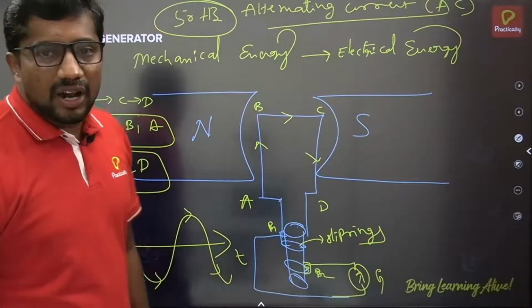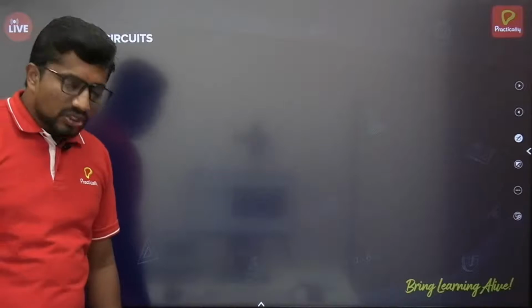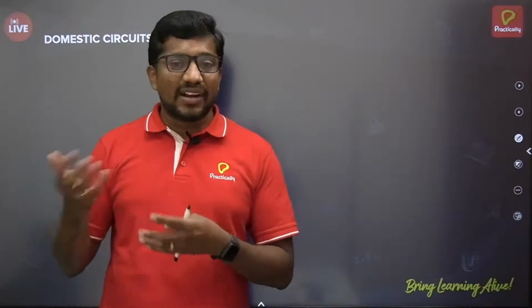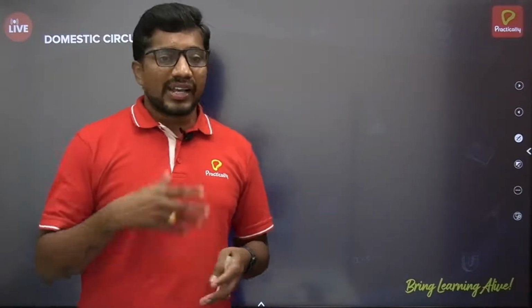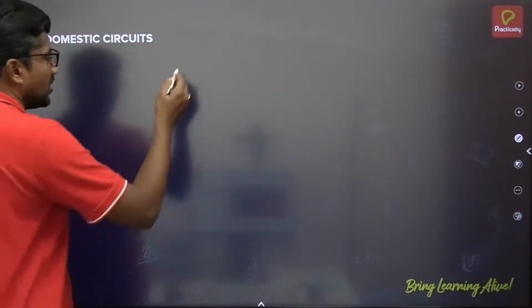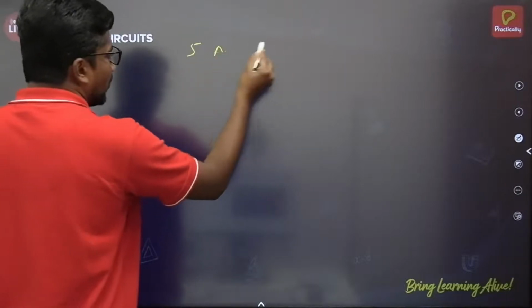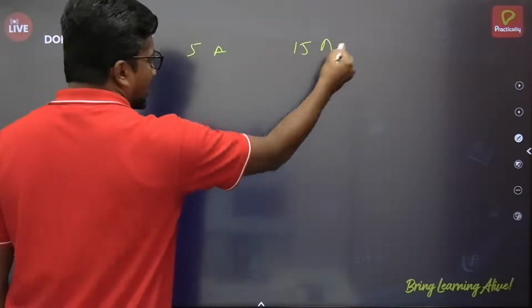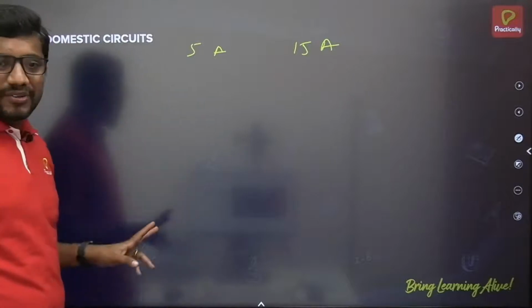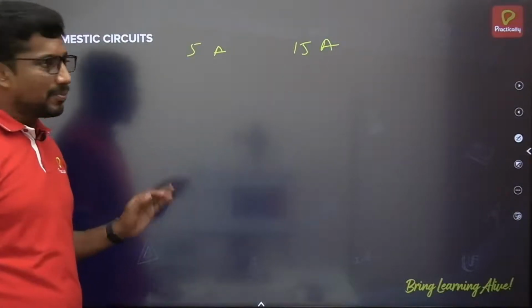Right, and the last one, domestic circuits, very simple. The electric current which we receive from the powerhouse can be utilized in domestic circuits in two ways. One is the 5 ampere circuit, another one is the 15 ampere circuit. These are the two power circuits which we have for domestic purposes.